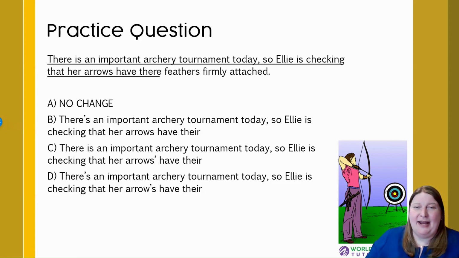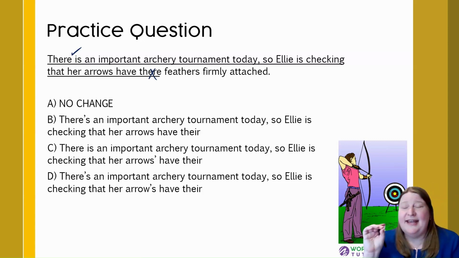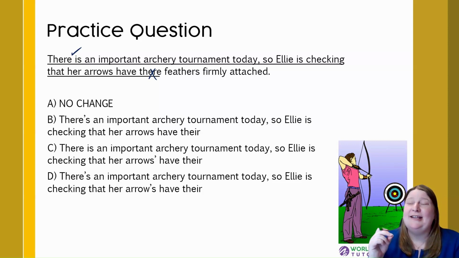All right, I hope you had a chance to pause and you got the answer for yourself. So there's an important archery tournament today. Ellie is checking that her arrows have their feathers. Oh no, that's the wrong version of there. So the problem here is not the apostrophe. The problem is the word there. It looks like a spelling mistake, but because it is really a word spelled T-H-E-R-E, it's just the incorrect word.